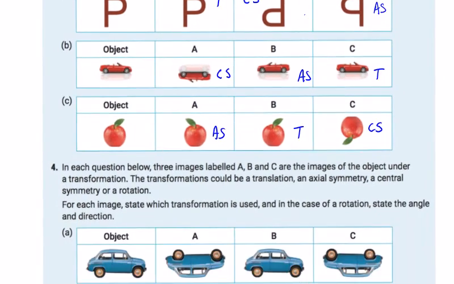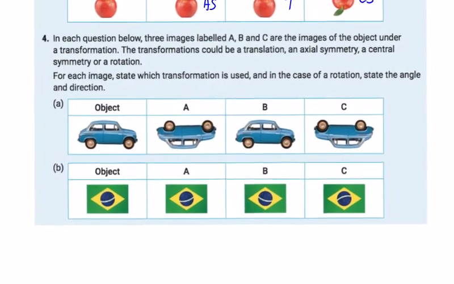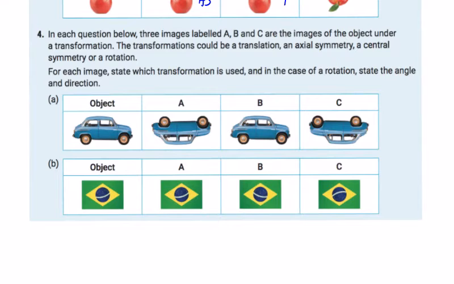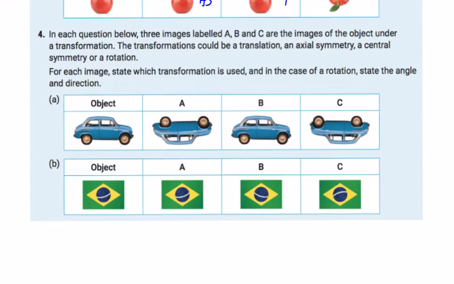Nice easy questions. And in question 4, 3 images labeled A, B, and C are the images of the object under a transformation. So we have a translation, and again axial symmetry and central symmetry, but in this case they've thrown in a rotation. For each image, state which transformation is used, and in the case of a rotation, so one of them must be a rotation, state the angle and direction.